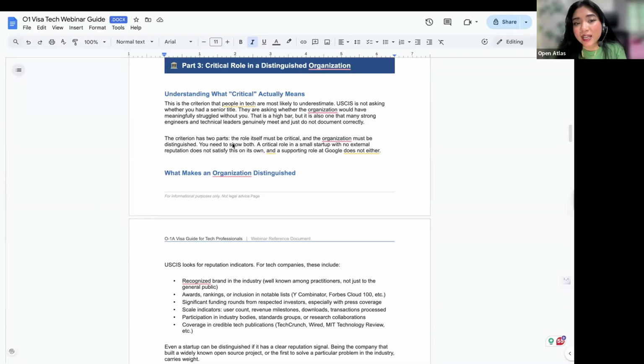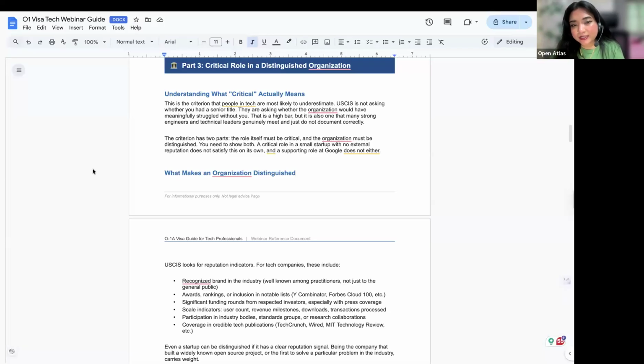The criterion has two parts. The role itself must be critical and the organization must be distinguished. You need to show both. A critical role in a small startup with no external reputation does not satisfy this on its own, and a supporting role at Google does not either.